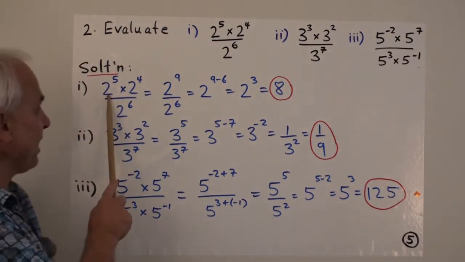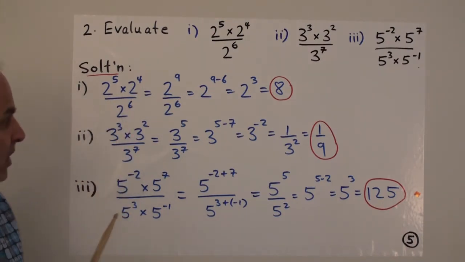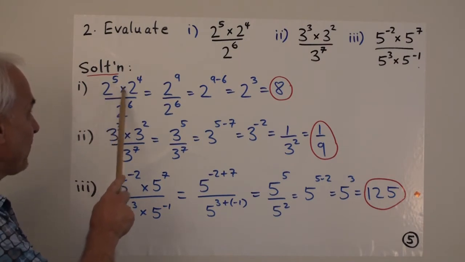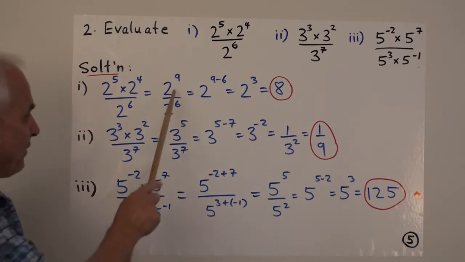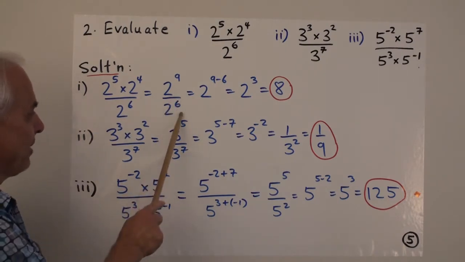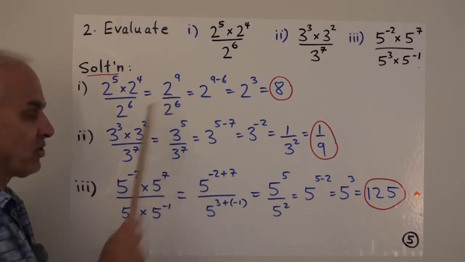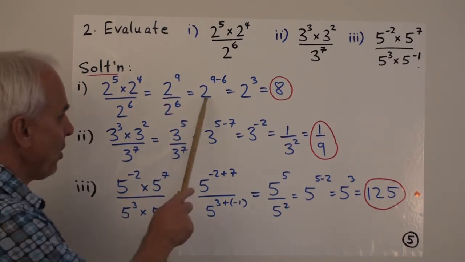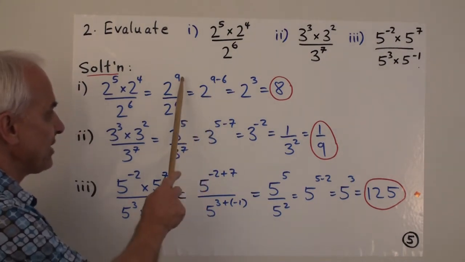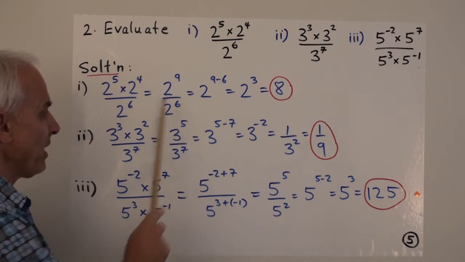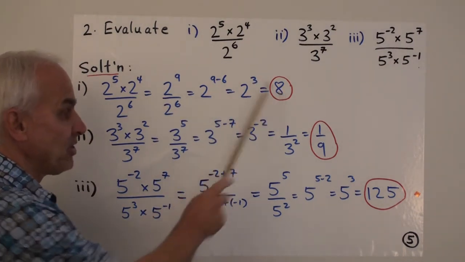All right, so how do we use the index laws? 2 to the 5th times 2 to the 4th divided by 2 to the 6th. Well, in the numerator, we have 2 to the 5th times 2 to the 4th. That's 2 to the 9th. So we have 2 to the 9th over 2 to the 6th. That's a quotient, or a division. The bases are 2. So our third index law says that that's 2 to the 9 minus 6. This exponent minus this exponent, which is 2 cubed, which is 8.